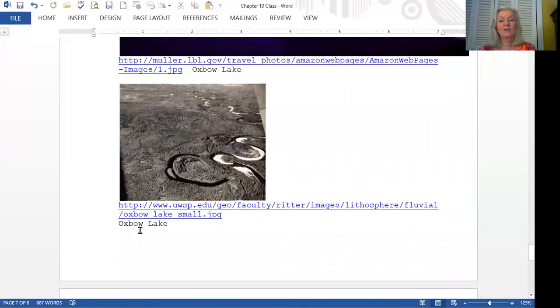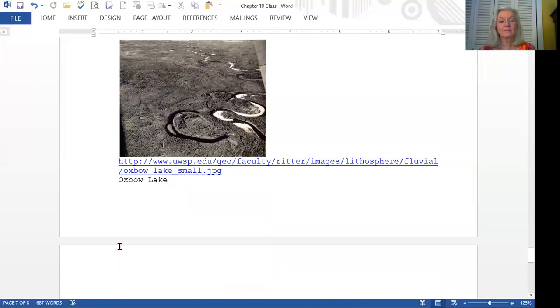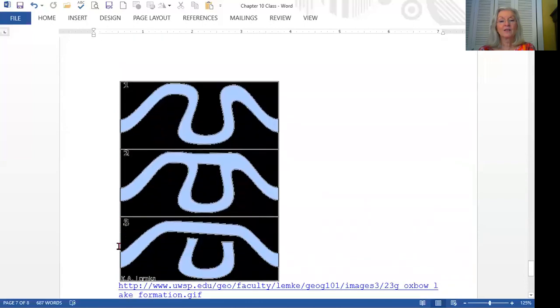Here's another overhead photograph, again, the main river. And here's the Oxbow Lake to the side. And here's a series of diagrams sort of crudely showing you how your meander gets cut off. They don't have it coming together nearly as much as it really does. And then the isolation resulting in an Oxbow Lake.